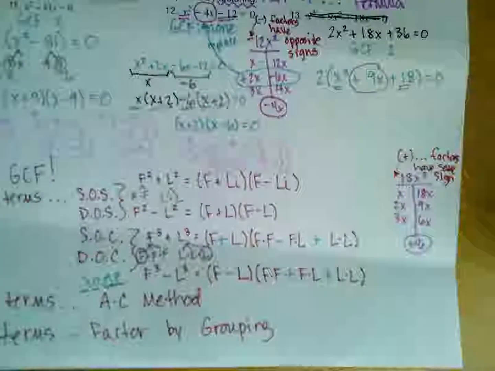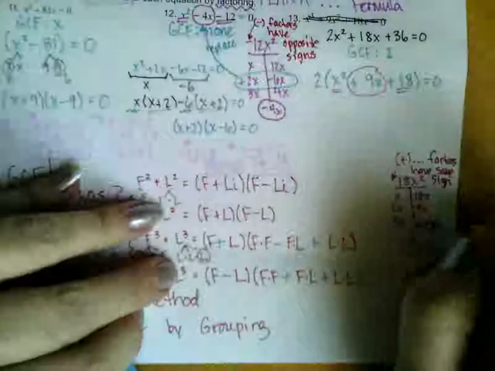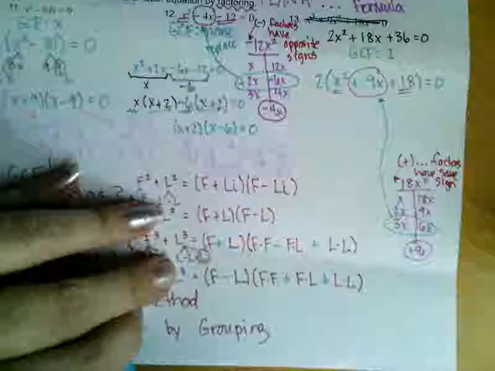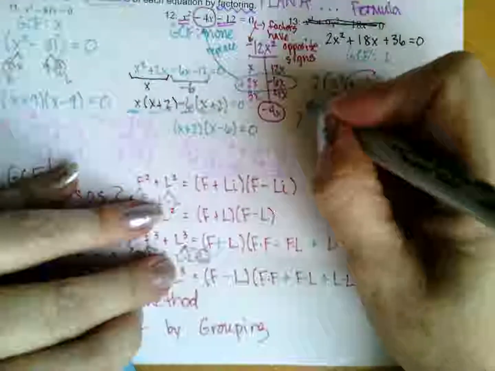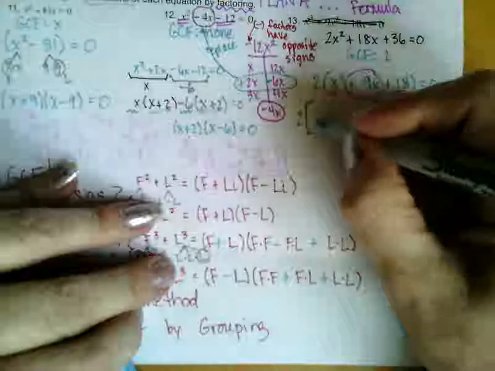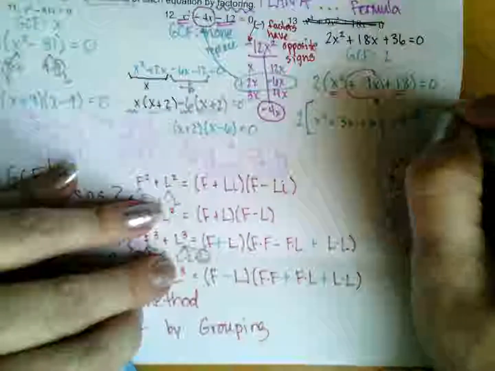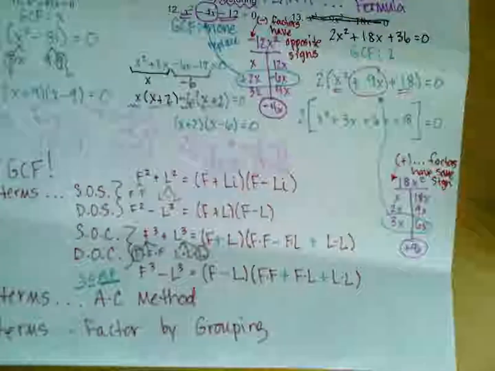Which combination would add to give me 9x? Yes, this one right here. So then remember, I'm going to replace that 9x with the 3x and 6x. Keep your 2 big out front. So we'll have x squared plus 3x plus 6x plus 18 still equals 0. Now group.